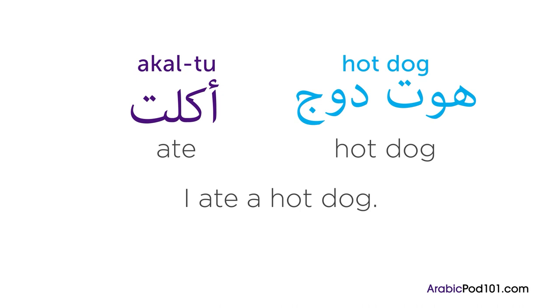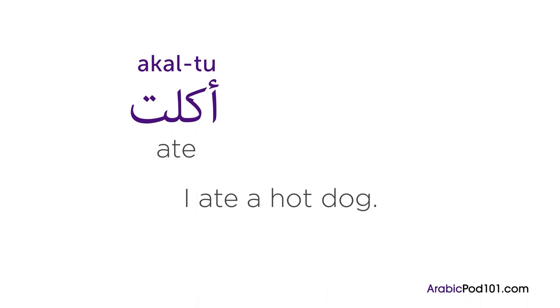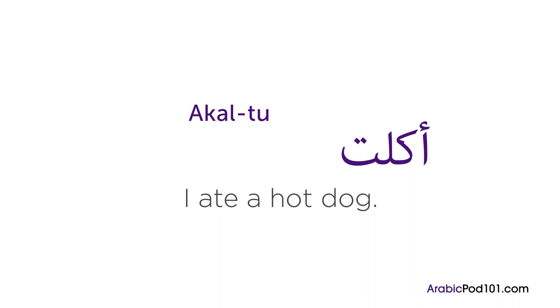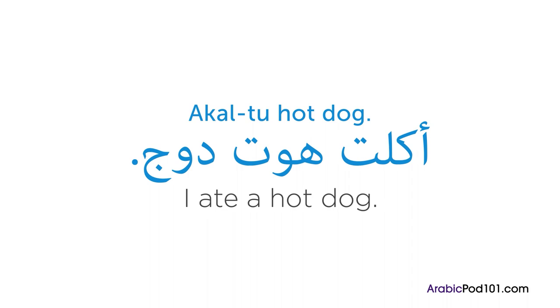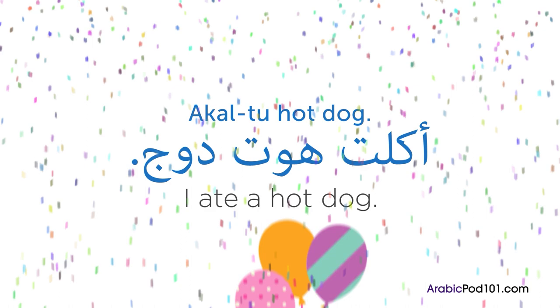Okay, got it? So we know the verb order of Arabic is VSO. The verb goes first, so let's put ate here. Next would come the subject, but as we learned earlier, we can afford to ignore the subject since the speaker is the same person taking action. Finally, we can add the object hot dog at the end there. And that's it. أكلت hot dog. You just learned how to say, I ate a hot dog in Arabic. Well done! أكلت hot dog.